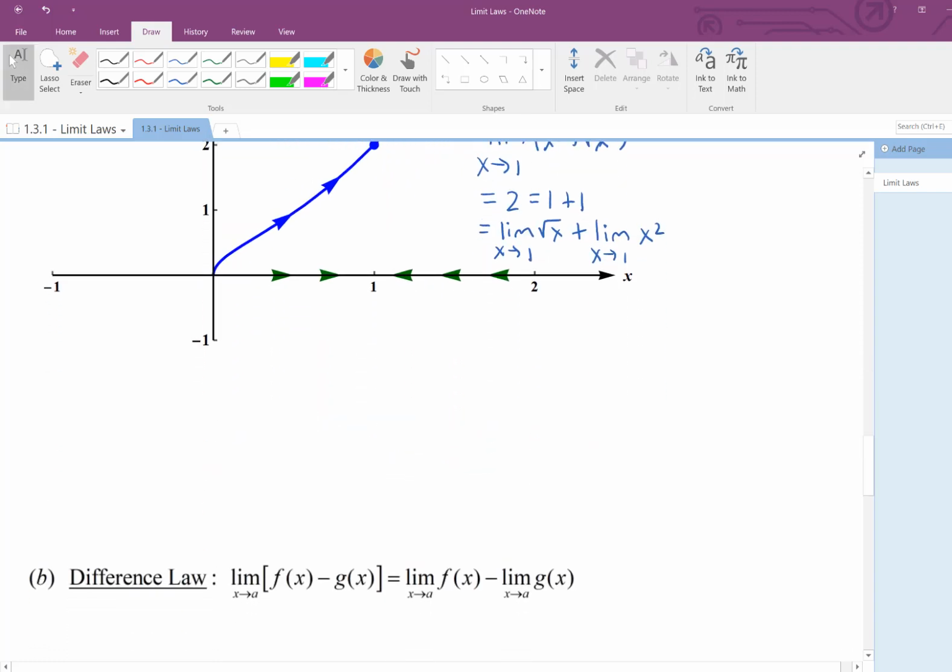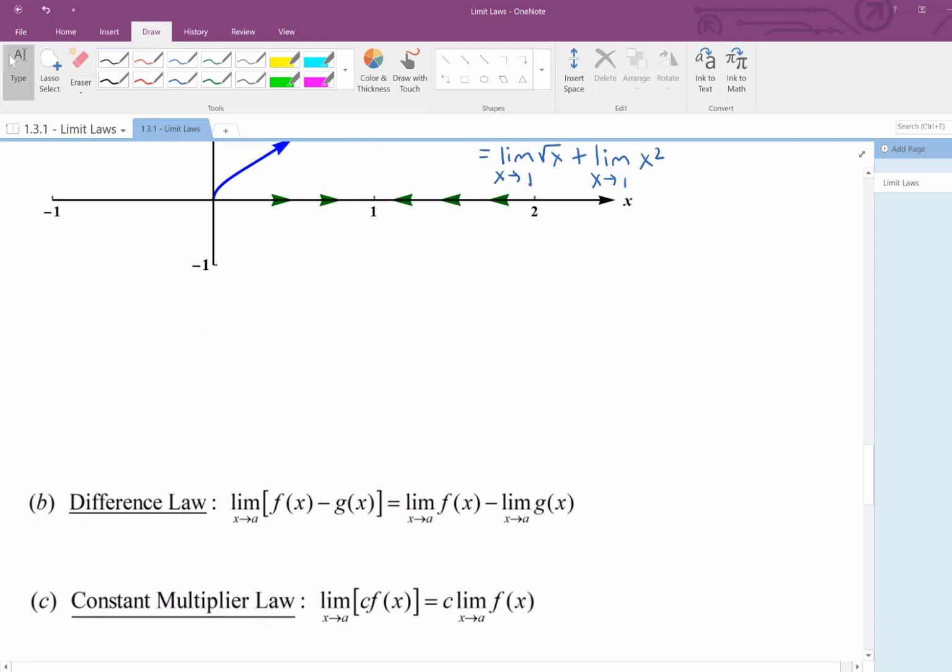So you can imagine the same thing would be true if I took the limit as x goes to some number a of the difference of two functions, f of x minus g of x. That's the difference of the limits. Limit as x goes to a of f of x minus limit as x goes to a of g of x.